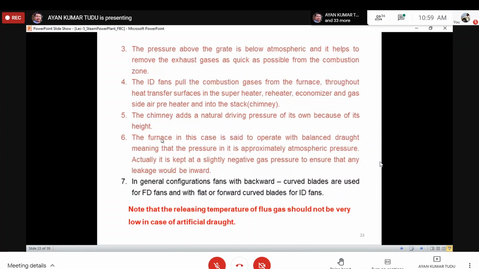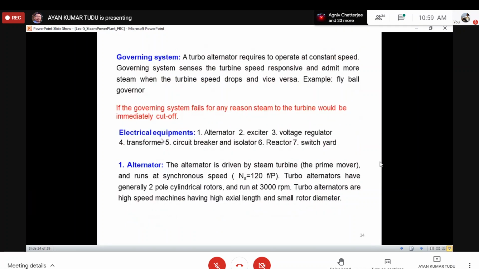Yes, sir. Okay. So next in line we have our governing system actually. So governing system, what happens that a turbo alternator requires to operate at constant speed. It is running at a synchronous speed. No, that is a constant speed. So the governing system senses the turbine speed response and admits more steam when the turbine speed drops and vice versa. So here the governing system is actually a fly ball governor system. I think we have a figure later on. We'll be seeing that. Okay.